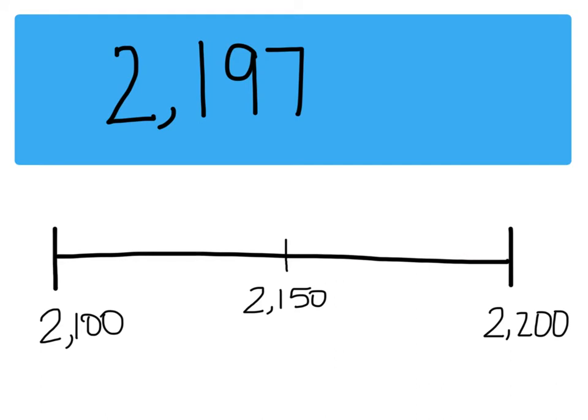You point to it right now. I'll wait. Did you point somewhere up here? Because 2,197 is very close to 2,200. In fact, it's only 3 numbers away from it. Can you see that 2,197 is much closer to 2,200 than it is to 2,100?